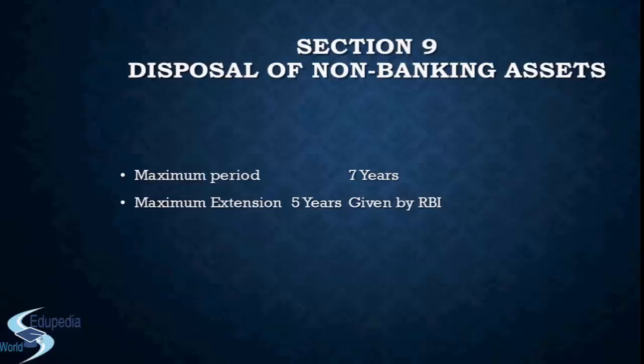So if they approach RBI for an extension for any major asset that they don't want to dispose of, or they're not getting a good value, they may prefer that, okay, if we are given a year or two, maybe we'll get a good value and we'll dispose of it. So RBI can give you a maximum extension of 5 years. If you require an extension of 2 years, it will give you 2 years, 3 years, but the maximum limit available with RBI also is 5 years. So RBI is bound by the act over here. So 7 plus 5, 12 years is the maximum period you can keep a non-banking asset with yourself, and then you will have to dispose of it.